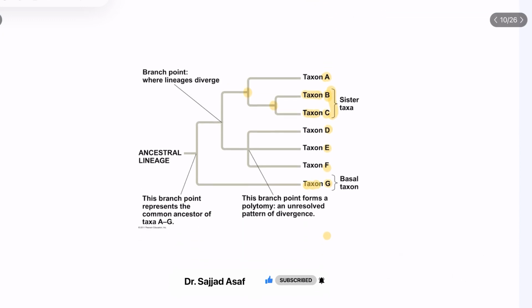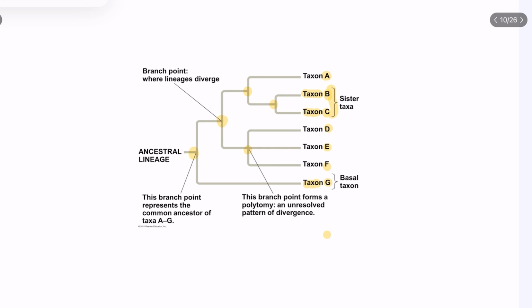This G is called a basal taxon because it diverged early and it's near the ancestral lineage. It diverged early from the other taxa, and it is at the base of the tree, so it is called a basal taxon. We usually select the outgroup as a basal taxon. Now this point is called a branch point, and this point here, you can see this branch point forms a polytomy. Polytomy, we discussed, is unresolved.